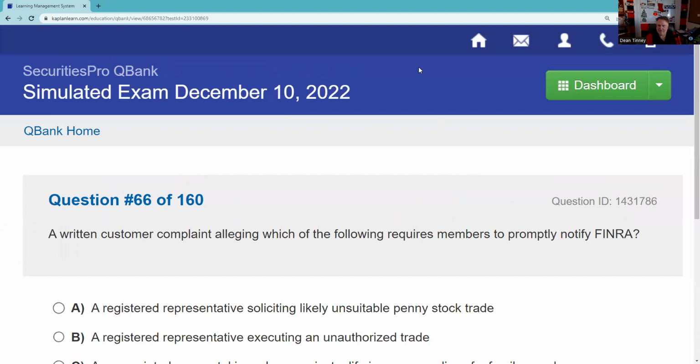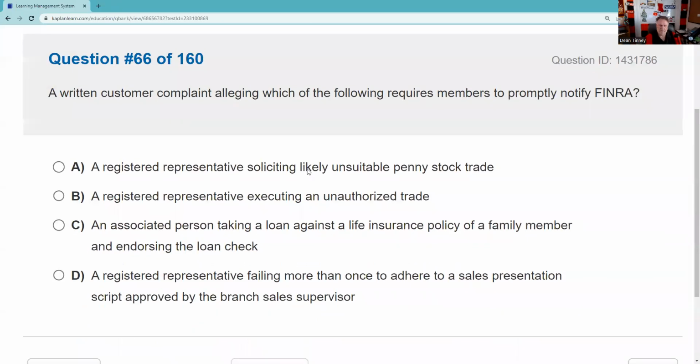Question 66. A written customer complaint alleging which of the following requires members to promptly notify FINRA? Usually we do it quarterly, but if time is of the essence, we're going to do it immediately. A registered rep soliciting likely unsuitable penny stocks? No. A registered rep executing a non-authorized trade? No. An associated person taking a loan against the life insurance of a family member, endorsing the loan check.